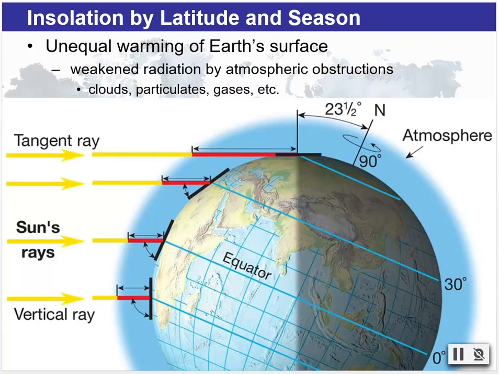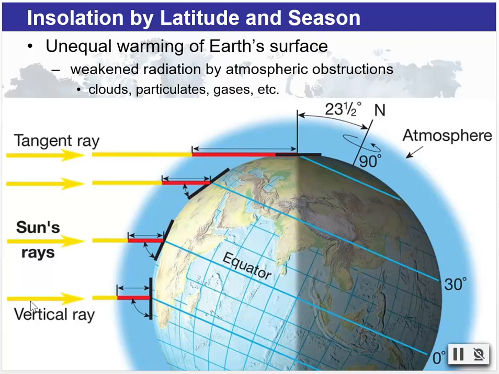So again, if we're looking at the thickness of the atmosphere, that is this blue ring around Earth, you can see that at the vertical rays, there is less atmosphere between where the sun's rays are hitting Earth's atmosphere and Earth's surface than if you look up here at the tangent ray, where there's a ton more atmosphere that the sun's rays have to get through in order to hit Earth's surface. So there's a lot more opportunity for the sun's rays to get deflected, further weakening the amount of insolation that's actually hitting Earth's surface.